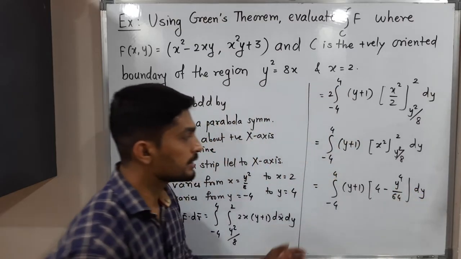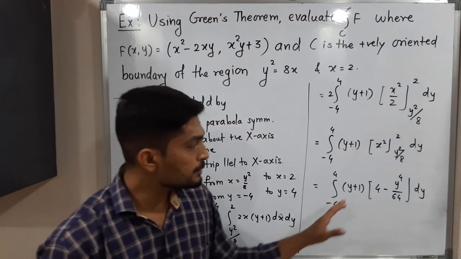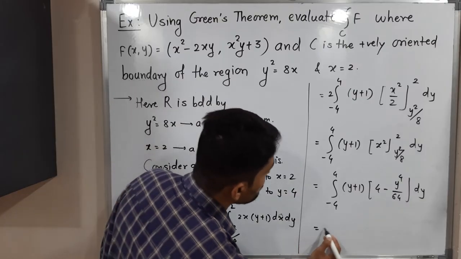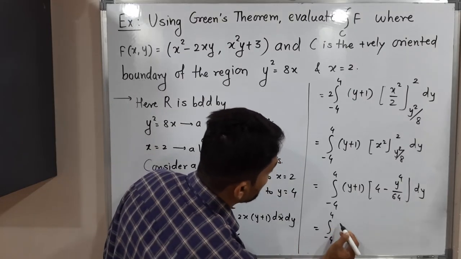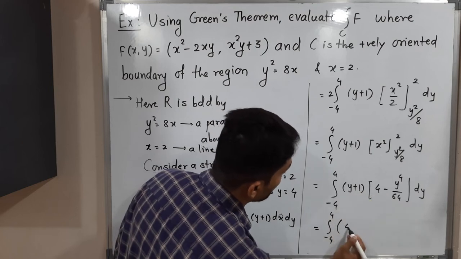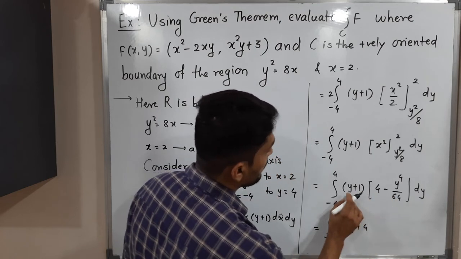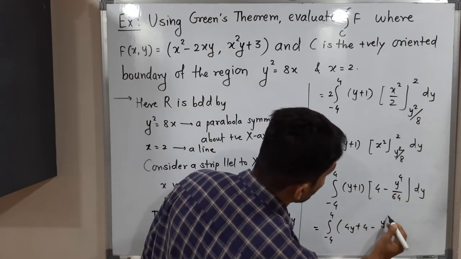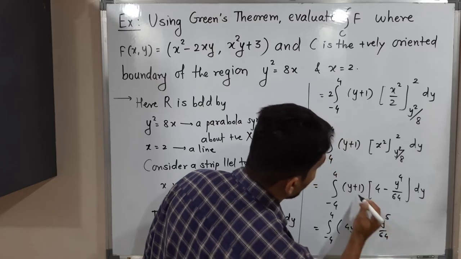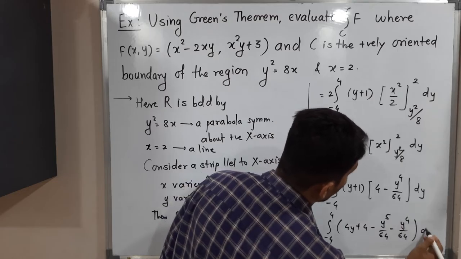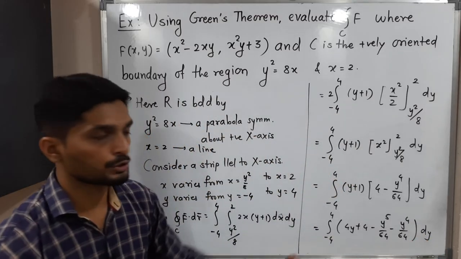So now we have to solve this integration. It is better to solve the brackets first. In school, we have already seen how to solve this bracket: first into first, like that 4y plus 4, and y, then y into this one, so minus y raised to 5 by 64, and minus y raised to 4 by 64 dy. So we have to solve this integration now.